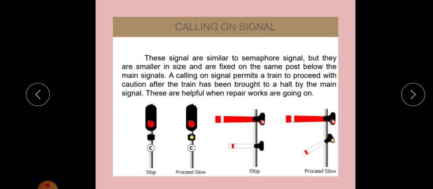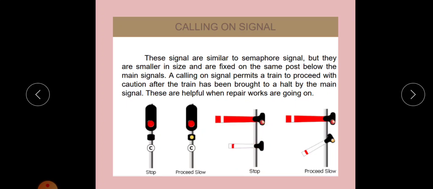So next is calling on signal. Okay, so these signals are similar to semaphore signals. Semaphore signal means this type of signal, but its size is smaller than our normal size of the semaphore signal, and it is fixed on the same post below the main signal. That is, this signal is provided below the main post itself. So this is a type of special signal. This calling on signal permits a train to proceed with caution after the train has been brought to a halt by the main signal.